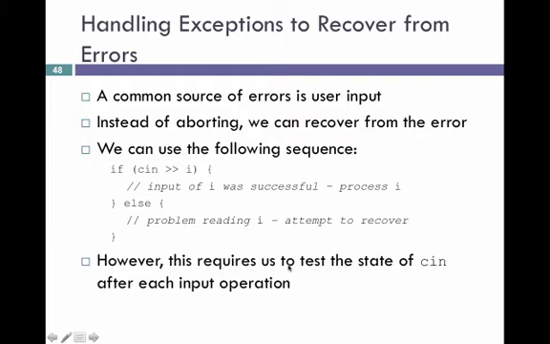A common source of errors is user input. But instead of aborting, we might like to recover from the error and give the user another chance. So we could use the following sequence. The user can input some information I, and if the input of I was successful, then we can process it. Otherwise, if we have a problem reading I, we might want to attempt to recover from it. But we would have to test the state of cin, this input stream, after each input operation to do that.